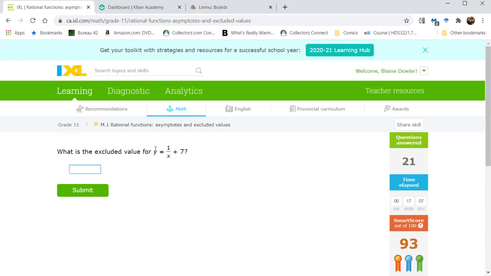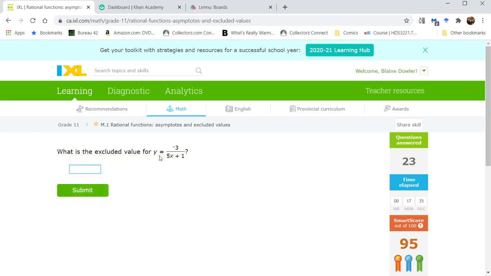The excluded or non-permissible values always happen when we're dividing by 0. Here that is at x equals 0. The equation of this vertical asymptote, that again is our non-permissible or excluded value of x. The non-permissible value is where we divide by 0. That is where x equals -3.